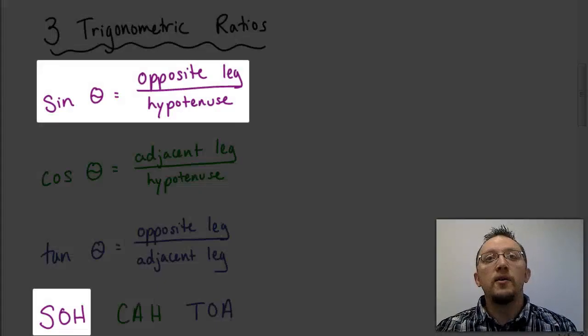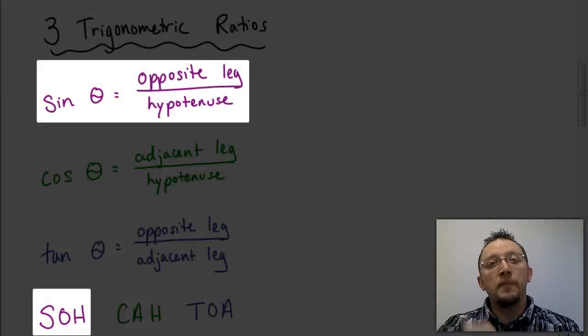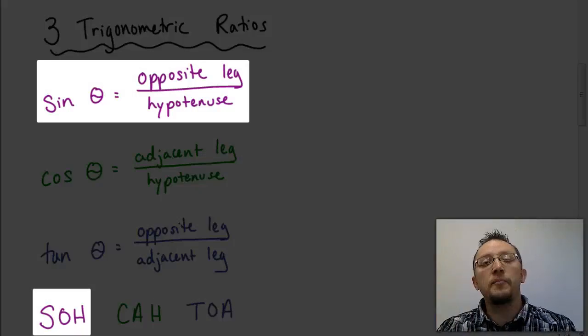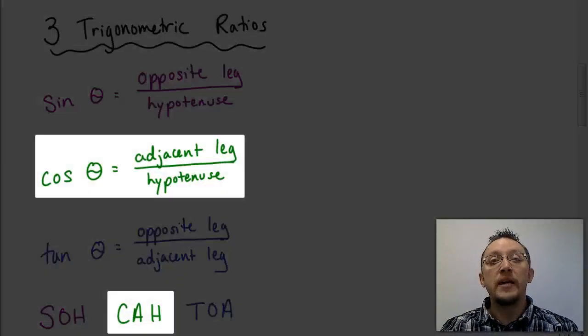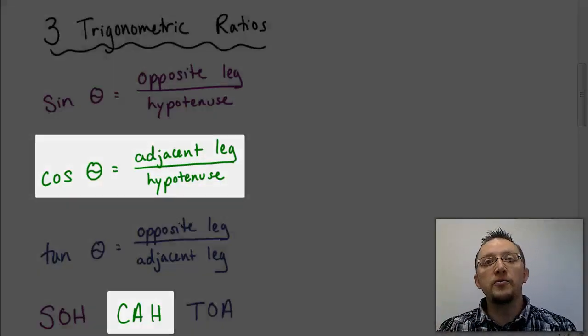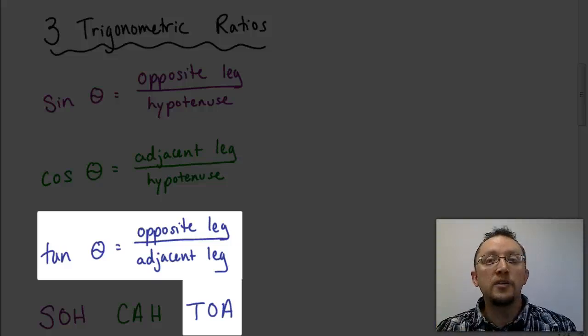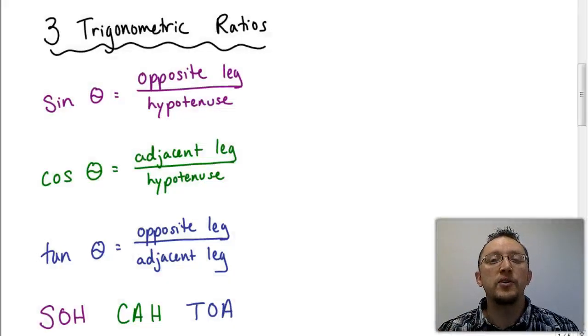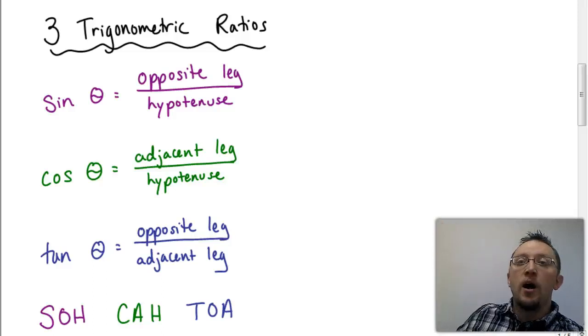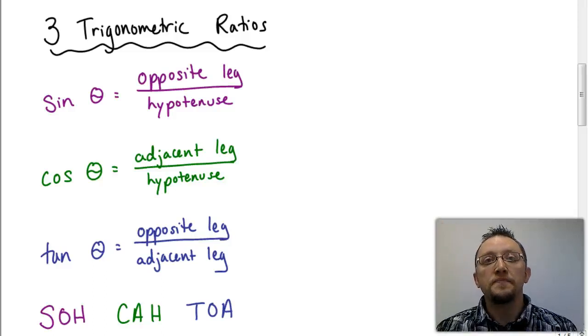When you remember that phrase, SOH CAH TOA, SOH means the sine is the opposite over the hypotenuse. CAH means the cosine is the adjacent over the hypotenuse. And TOA refers to the tangent, which is the opposite over the adjacent. So that's a phrase that will help you remember all of these different ratios.